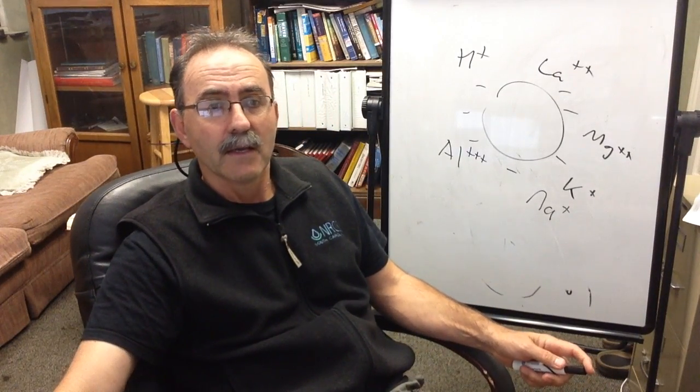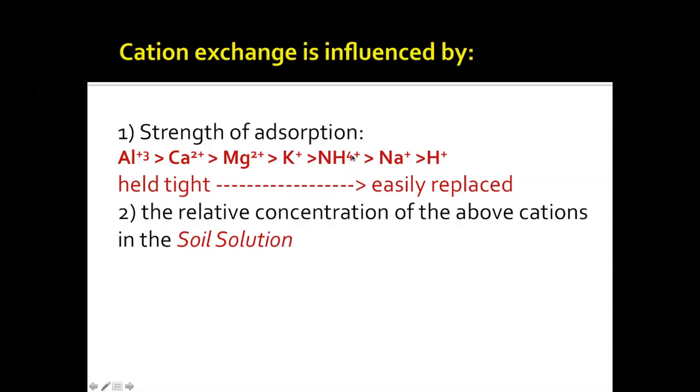Notice that the ammonium ion is part of that, so if your ammonium ion is not actually nitrified, it will stick onto your soil as an ammonium ion. Once it's turned to a nitrate, it has a negative charge, and it's repelled by those soil particles, and that's why it leaches.